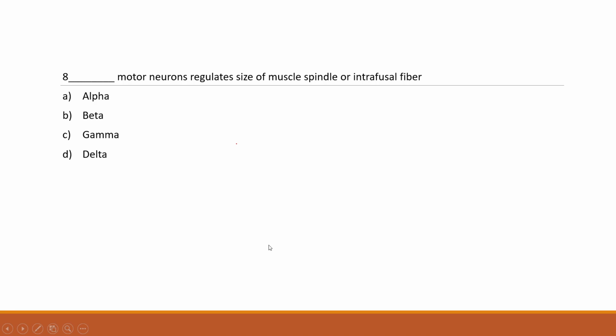Then the next question is, dash motor neurons regulate the size of your muscle spindle or intrafusal fiber. What is buoyancy? What is the difference between normal density and buoyant density?